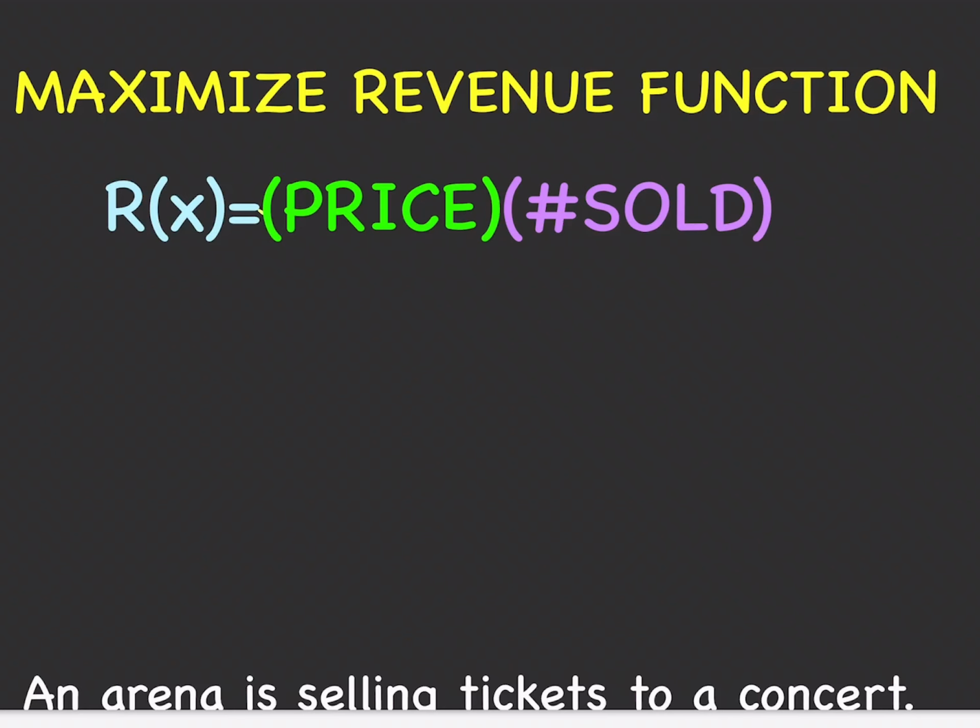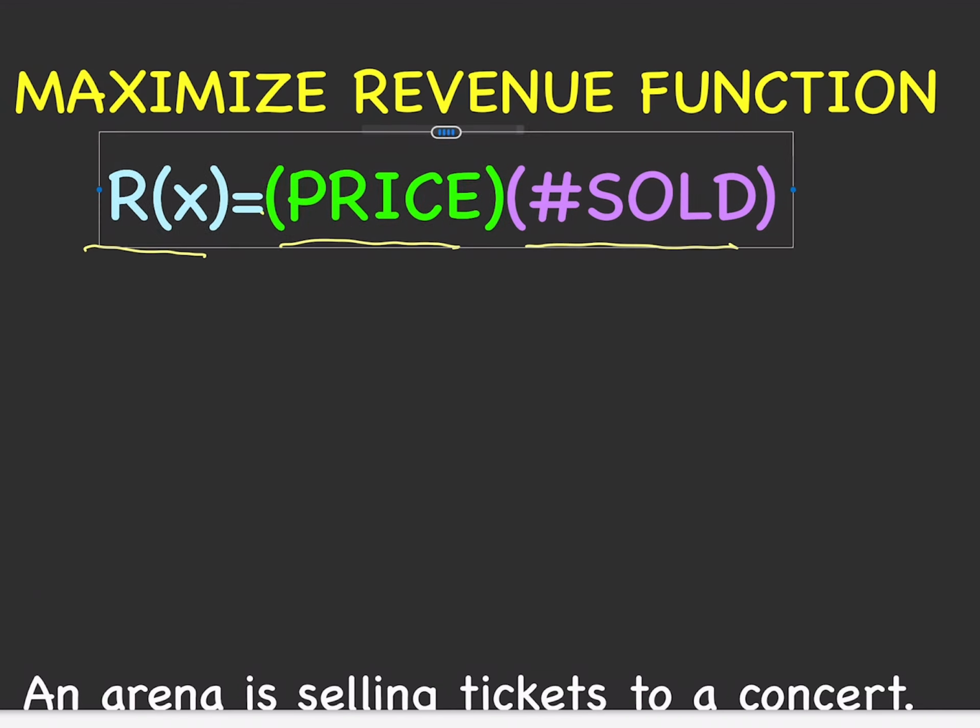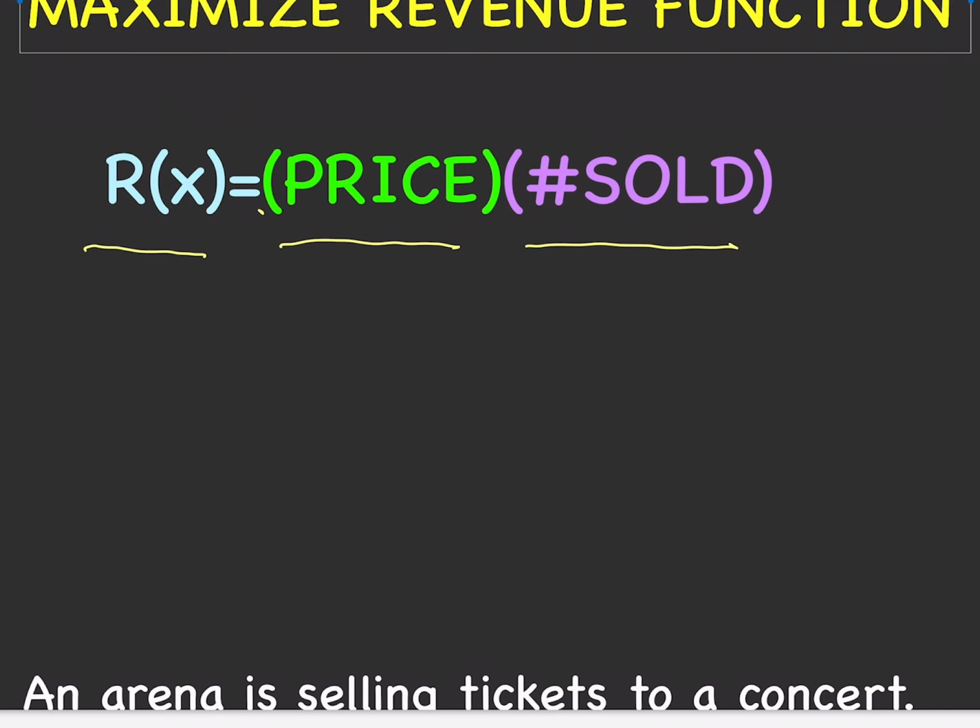In this video, I'm going to go over how to maximize revenue, the maximization of revenue functions. First, let's remember that R of X, revenue, is equal to the price that you can charge times the number you can sell. So we're going to be using that basic model, but then we're going to have to add some things to that.